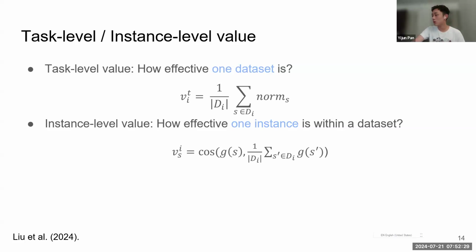Are there any questions regarding the definitions of these two values? Yes, Yijun, I have a clarification question: which model are these gradients calculated from? Because you're talking about there are multiple tasks and multiple datasets. So what is the model that we are calculating the gradients from?